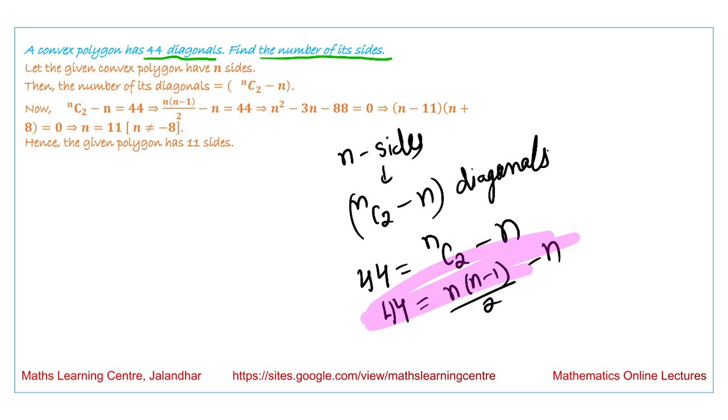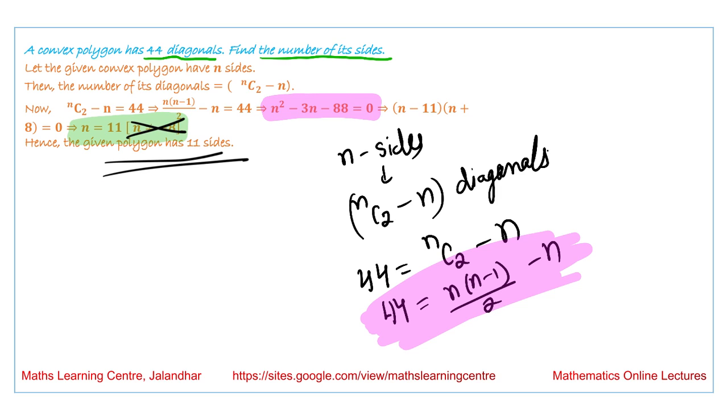if we simplify this, we will obtain n square minus 3n minus 88 is equal to 0. And on solving this, we obtain two values of n, one is minus 8 and one is 11. We are talking about a polygon, so it means the value minus 8 is not possible. So we are saying that the polygon should have 11 sides. When this polygon has 11 sides, then in that case it will have 44 diagonals.